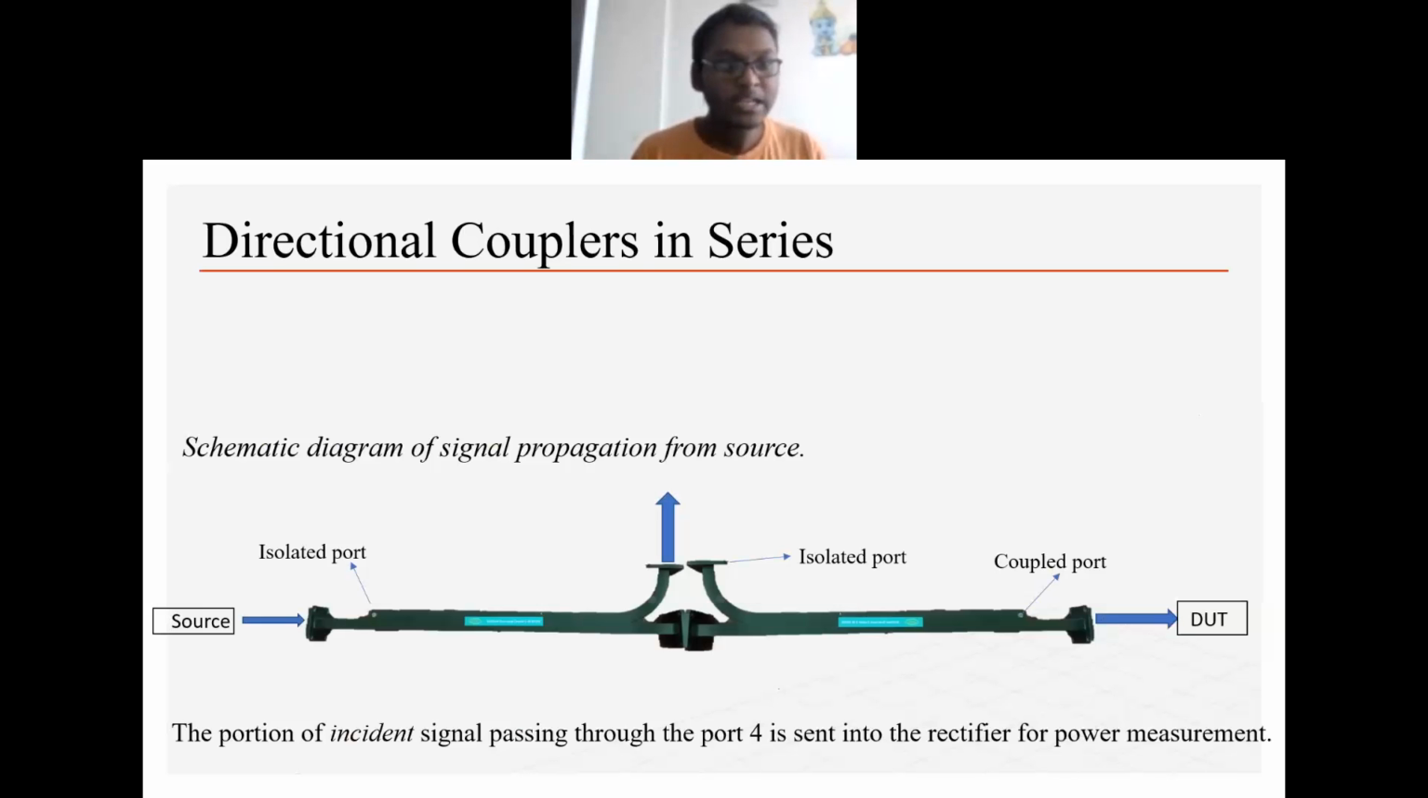The signal generated from the source is going to pass through the directional coupler. It enters from the input port and travels, and some part of the input signal is coupled to the coupled port, where it is used for power measurement. The remaining part, which goes to port 2, is directed towards the duct.